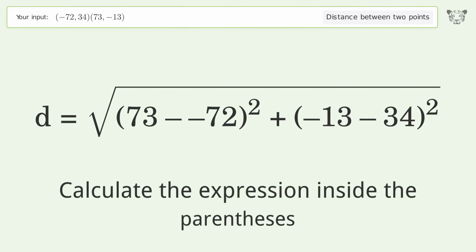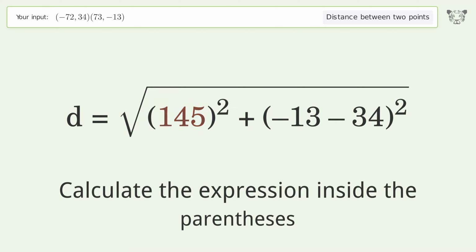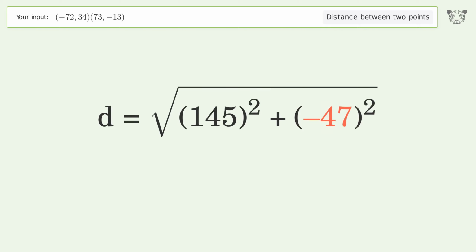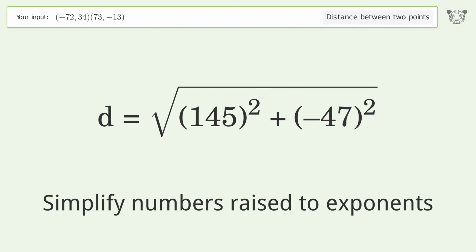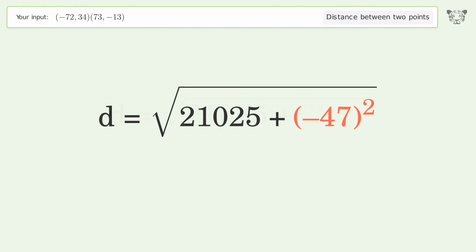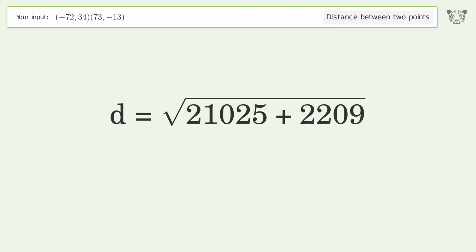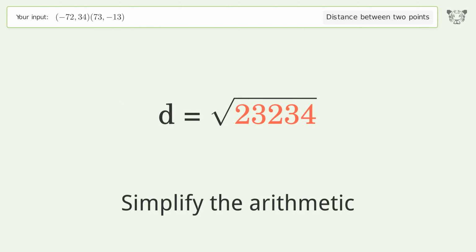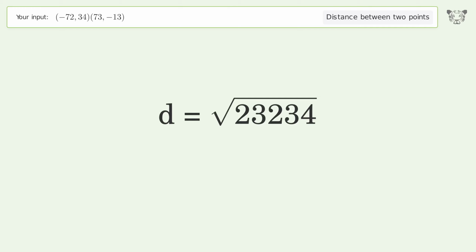Calculate the expression inside the parentheses. Simplify numbers raised to exponents. Simplify the arithmetic. And so the distance between the 2 points is the square root of 23,234 or 152.427.